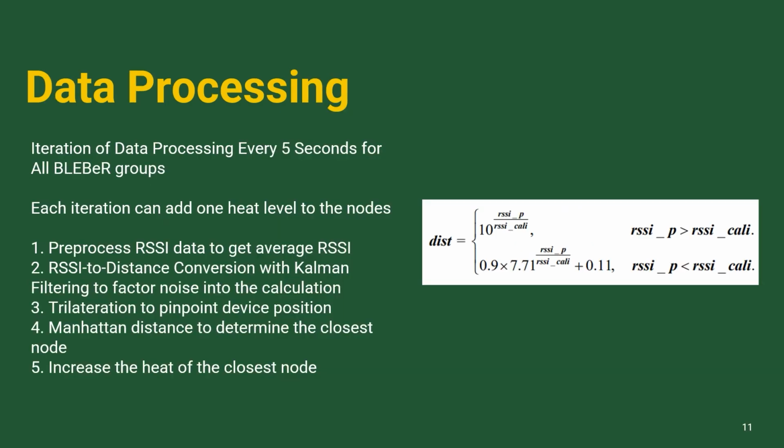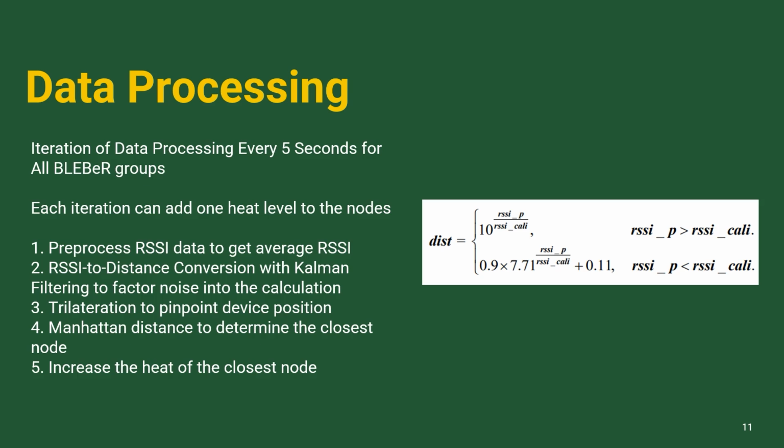Let's consider that all blabbers' data for an hour are saved in a text file on the server. Every 5 seconds, there will be an iteration of data processing for all blabber groups. Each iteration can add one heat level to the nodes. Step 1 is the pre-processing of RSSI data to get the average RSSI for each blabber of the same group. Step 2 is converting the average RSSI to distance in meters.